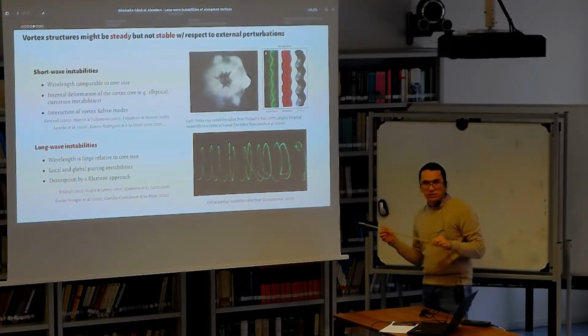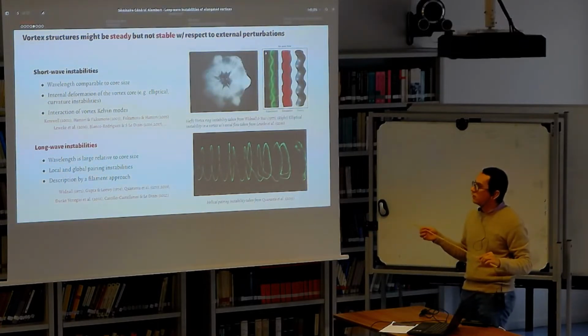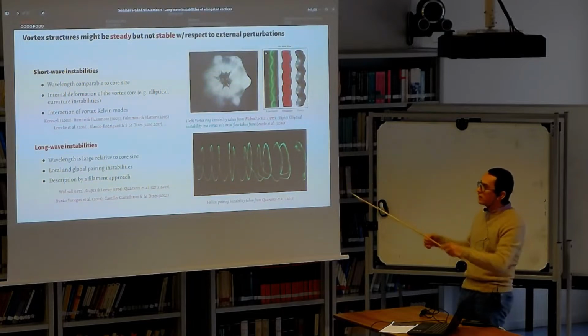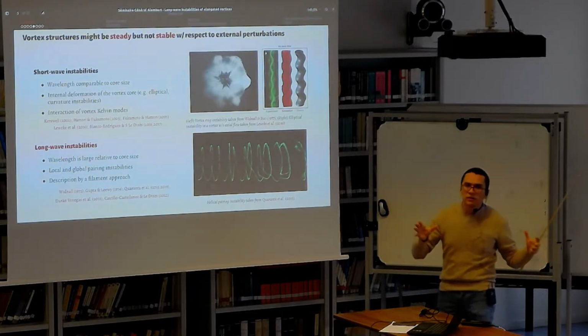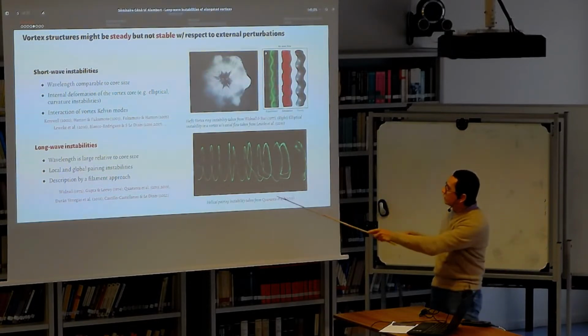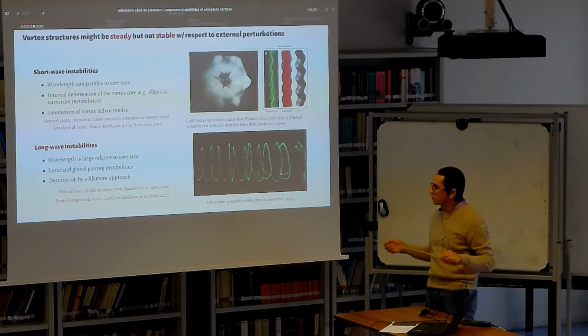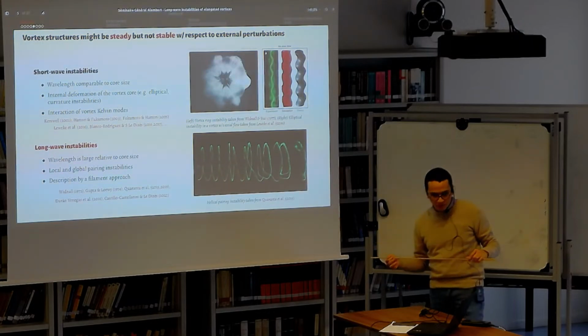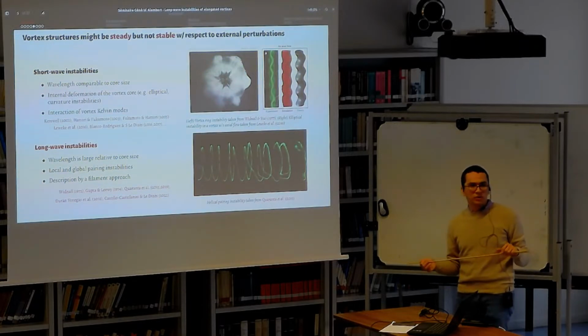But for this presentation, we're going to focus on the second kind, the long wave instabilities, where the wavelength is large relative to the core size. So what we observe is going to be a global displacement of the vortices, like we can see in this image for the case of a helical vortex. And this is interesting because we'll be able to characterize these instabilities using the filament approach.